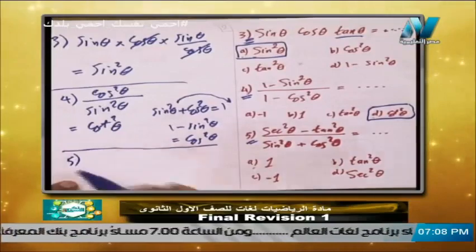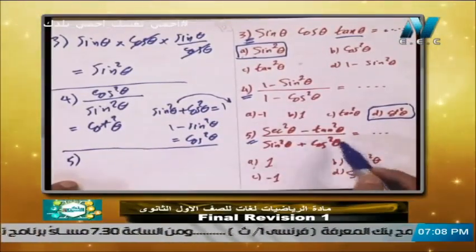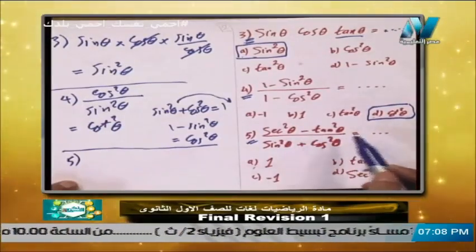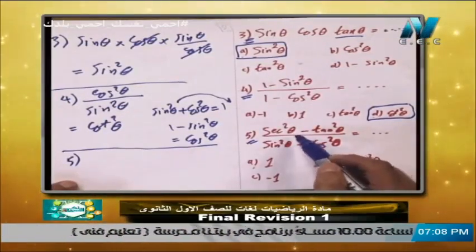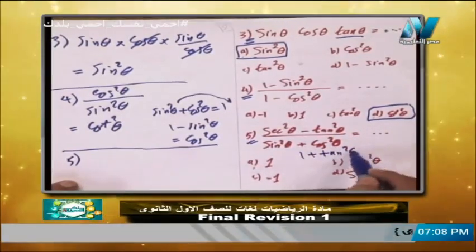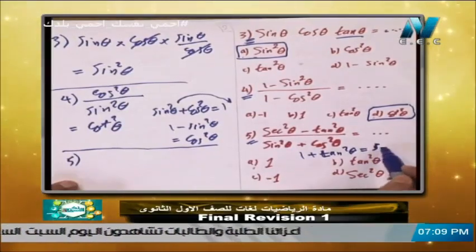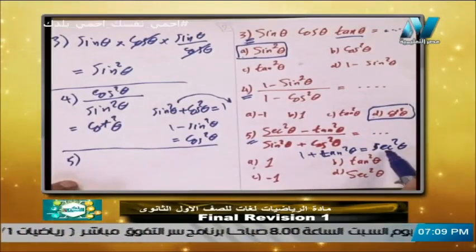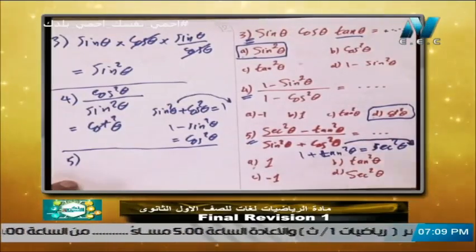Question number 5 here talks about sec power 2 theta minus tan power 2 theta. Do you remember any relation between sec power 2 and tan power 2? Yes. The intelligent students remember that we have 1 plus tan power 2 theta equals sec power 2 theta. So sec power 2 theta minus tan power 2 theta, when transferred here, will of course be 1.